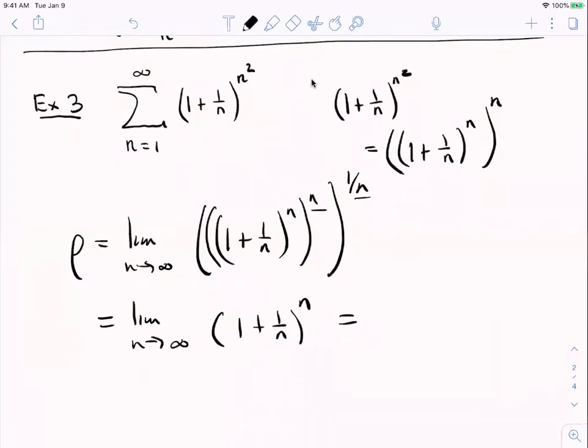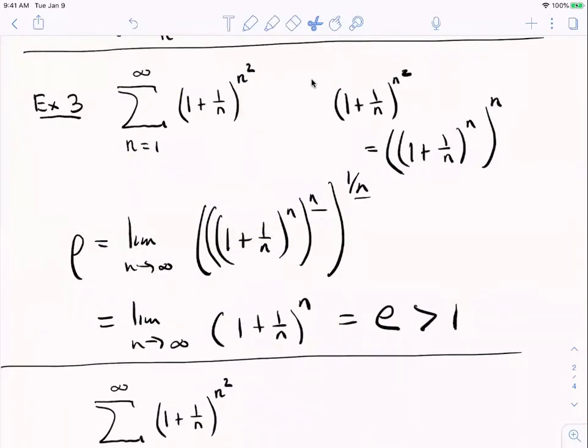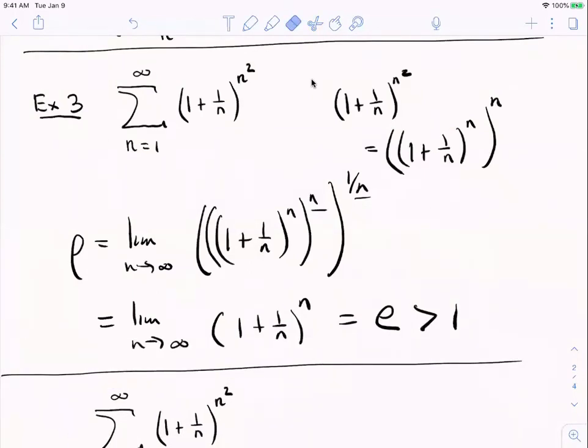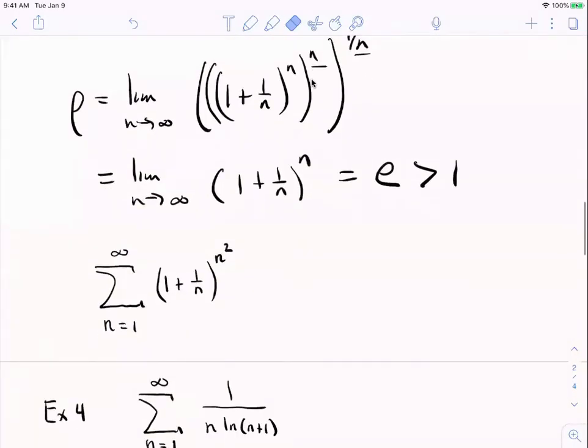And is this one in your library yet? You know that limit? It came up in the ratio test lecture last time. It came up on an activity in section 11.2. I hope you've already written it down, but that limit is e. e is bigger than 1. e is about 2.7. So this series diverges by the root test.